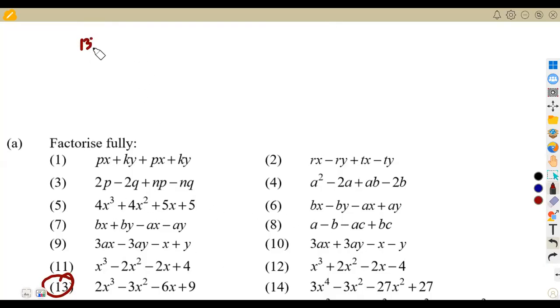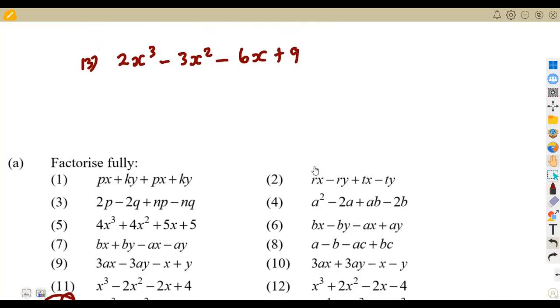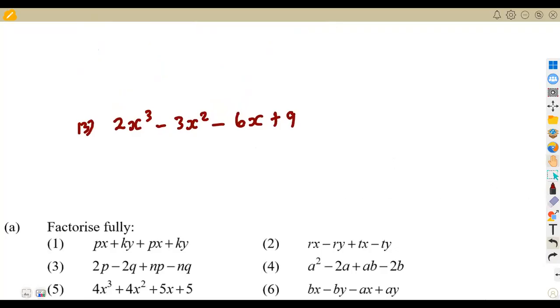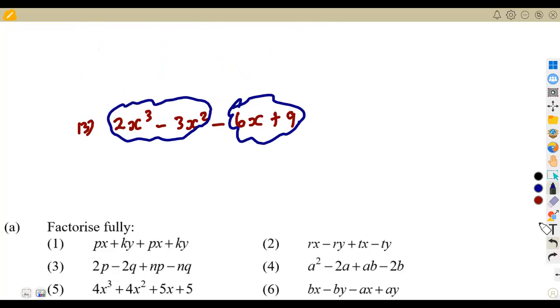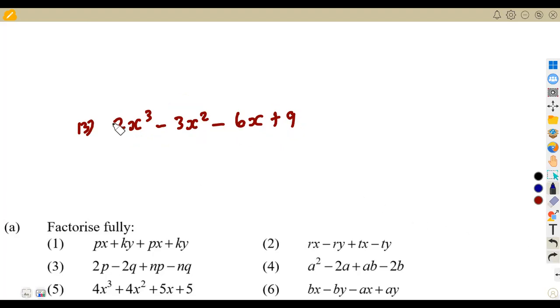On question number 13, we are given 2x cubed minus 3x squared minus 6x plus 9. This is what we are given. If we consider, do we have common terms? That will be the question that you must have in mind between the two terms and the two terms. Here x is common, and here a 3 can be common. So we can consider to have these two terms working together, and also these two terms working together.